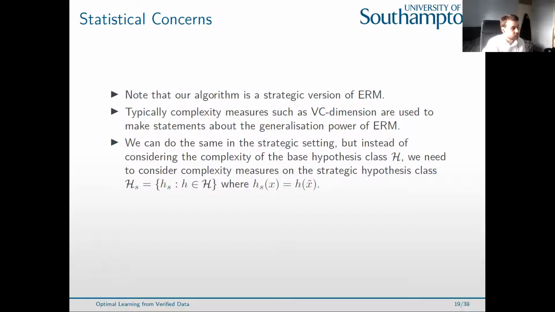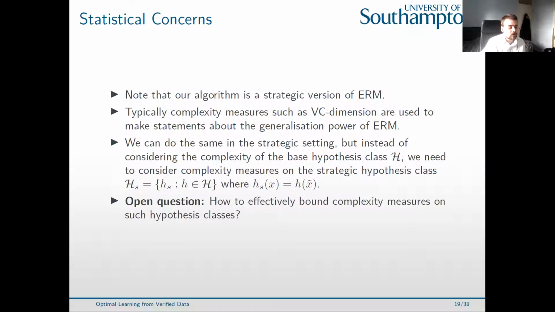And actually all the proofs still hold. If you can go through the entire proof, simply just replacing your base hypothesis class with this kind of strategic version of your hypothesis class, which also captures the strategic behavior of the adversary or the data provider. So you can get all the same kind of results.